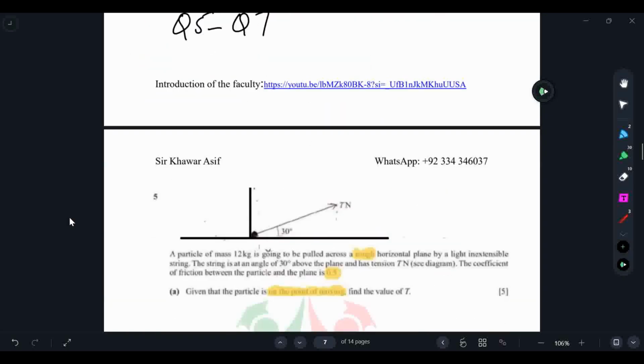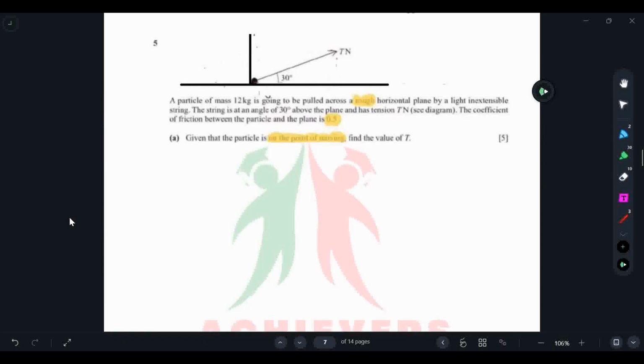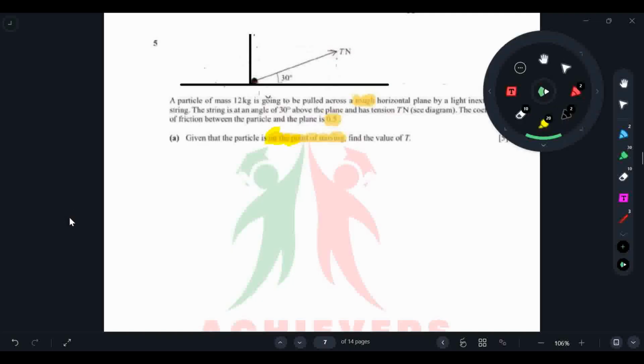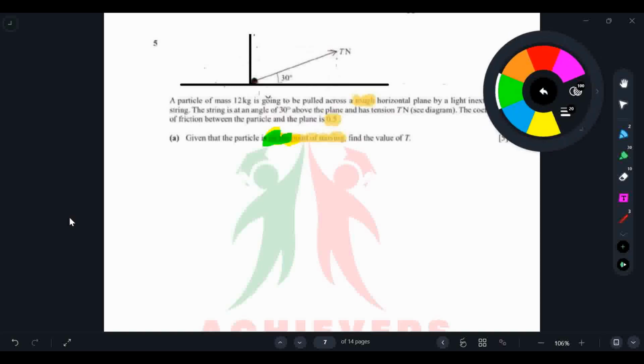Let's move to question number 5, and question number 1 of today. First of all, we need to read the question. What we have to do is understand and highlight the important points.